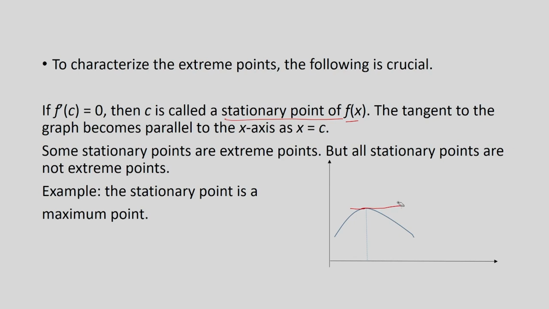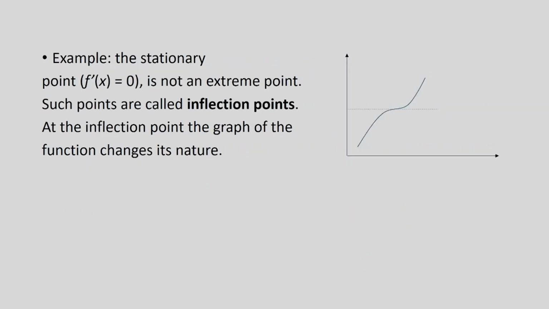Some stationary points are extreme points. Here you have an example where the stationary point, suppose here is the stationary point, is actually an extreme point. It is getting a maximum value right here. But all stationary points are not extreme points. Only some stationary points will give you extreme points, but not all. So, here is an example where it is giving you an extreme point. Here is an example where you have a stationary point, but it is not an extreme point.